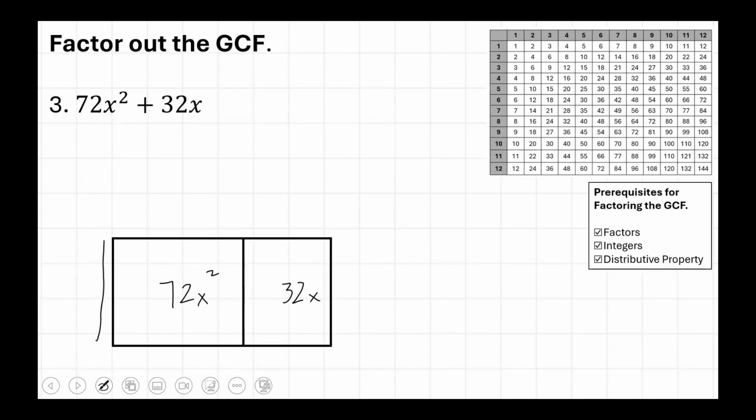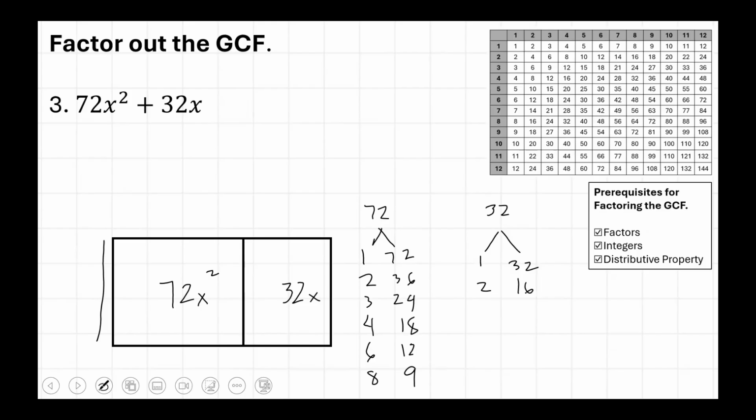The common side is here. Numerical coefficients, 72 and 32. And for the factors of 72, we get 1 times 72, 2 times 36, 3 times 24, 4 times 18, 6 times 12, and 8 times 9. For 32, we get 1 times 32, 2 times 16, and 4 times 8. We can see that the GCF of these two numbers is 8, so we write it here.